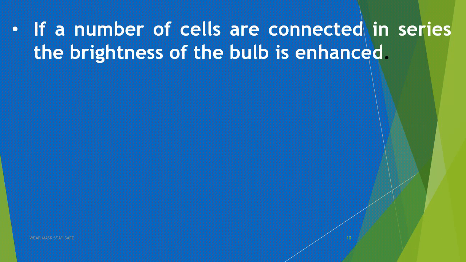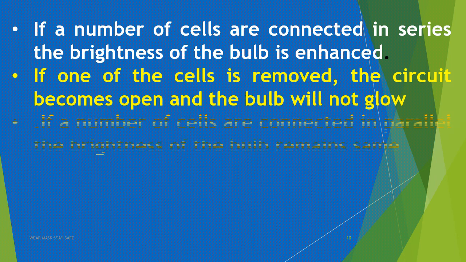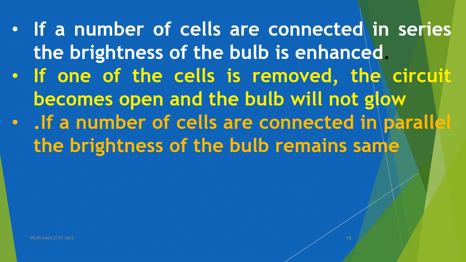Now if a number of cells are connected in series, the brightness of the bulb is increased. Isn't it? Observe these things. And the second thing you have observed: if one cell is removed in the series circuit, the circuit becomes open and the bulb does not glow. And if a number of cells are connected in parallel, the brightness of the bulb remains the same. Why? Because there are different paths, and the brightness of the bulb remains the same.